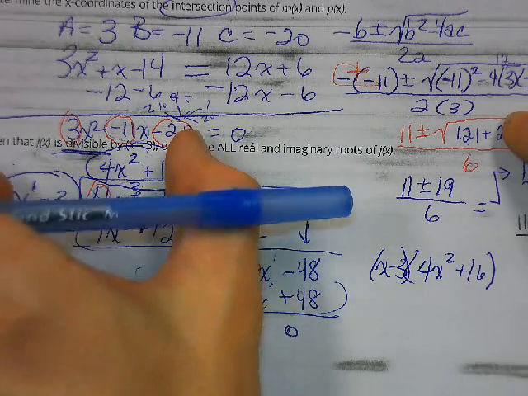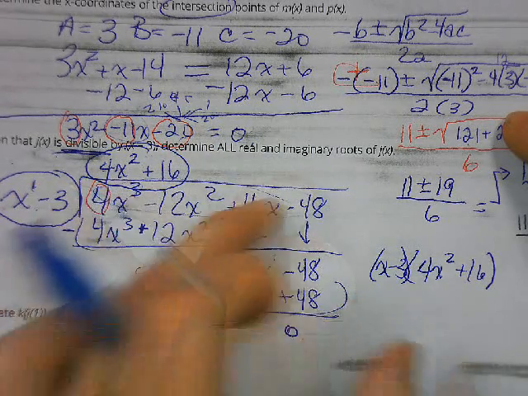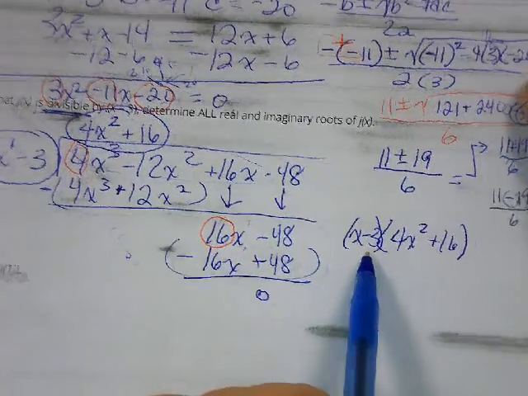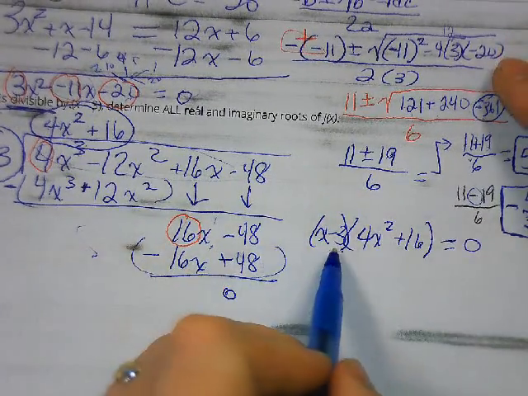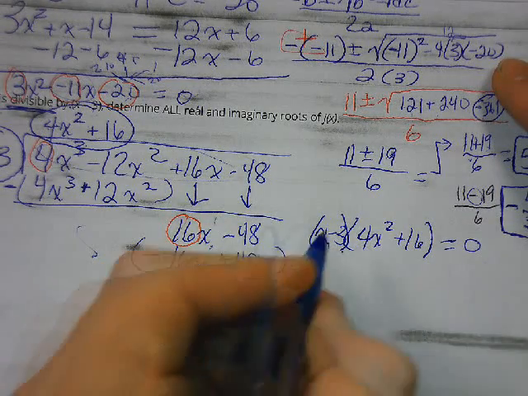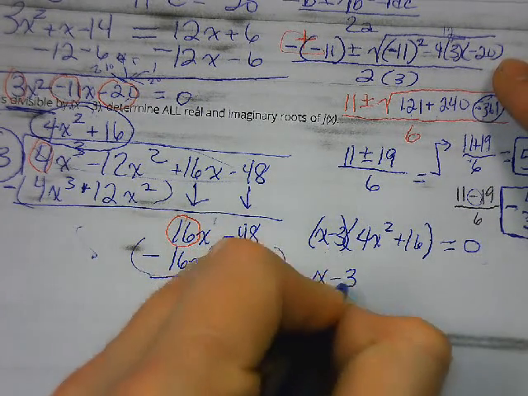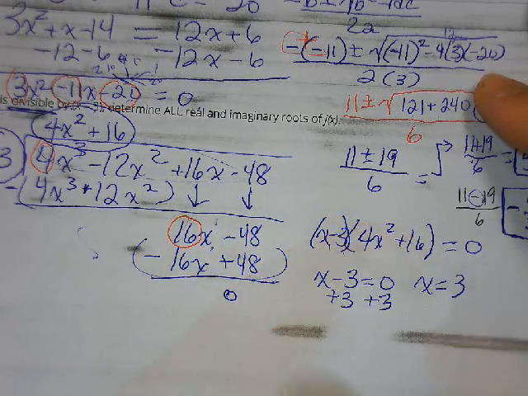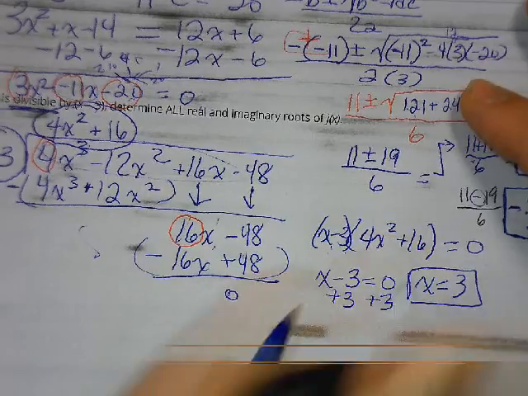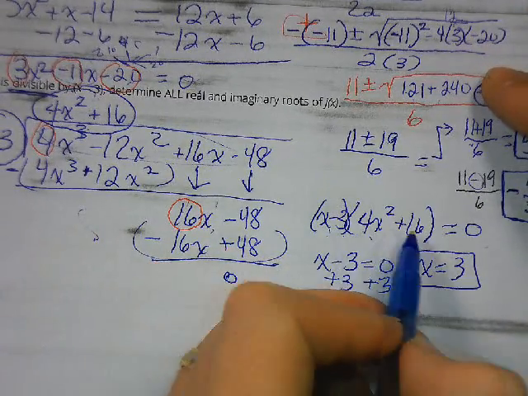This whole thing is going to equal 0. So x minus 3 equals 0 is our first factor. If you add 3 to both sides, you're going to get x equals 3. That's one of your roots. Let's try the other one. 4x squared plus 16 equals 0.